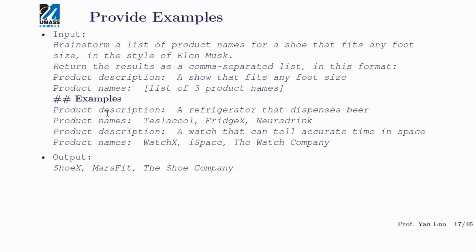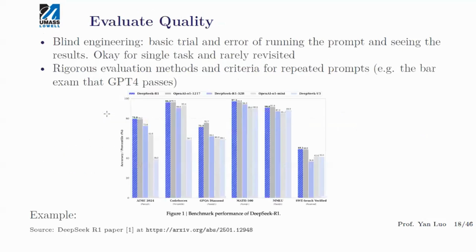Speaking of examples, we actually saw an earlier example where we add examples as a part of the prompt so that the model can know well what output to expect from that prompt.